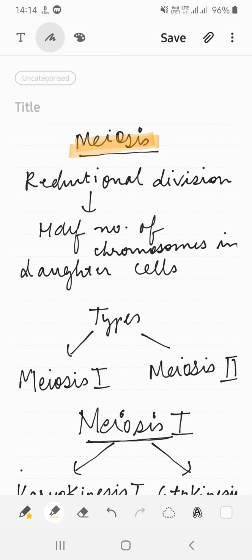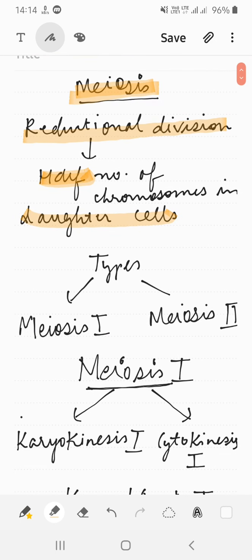What is meiosis? It is the reductional division, meaning half the number of chromosomes in the daughter cells, and it is of two types, that is meiosis I and meiosis II. I and II you have to write in Roman numerals, not in numeric. It should be the same as it is being shown.